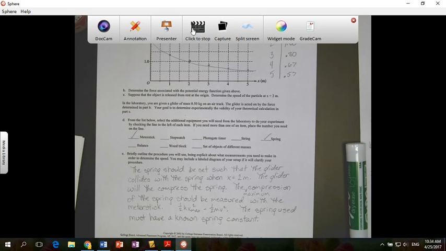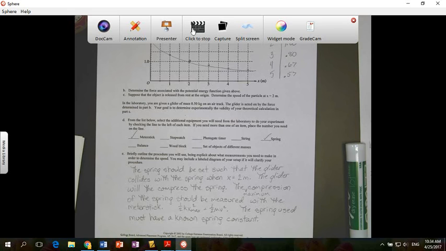Now, if you had done it with photo gates and said you needed 2 photo gates, they consider that more than one, so that would be legitimate. Here, I did a spring and a meter stick, and I said that you need to set it up so that the spring and the glider collide when x equals 2. The glider is going to compress the spring, and you need to then measure the maximum compression of the spring with the meter stick, and then you can solve for velocity using conservation of energy. And I noted at the end that the spring must have a known spring constant.